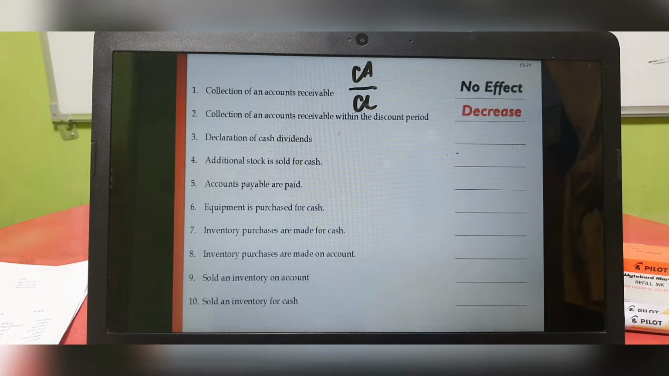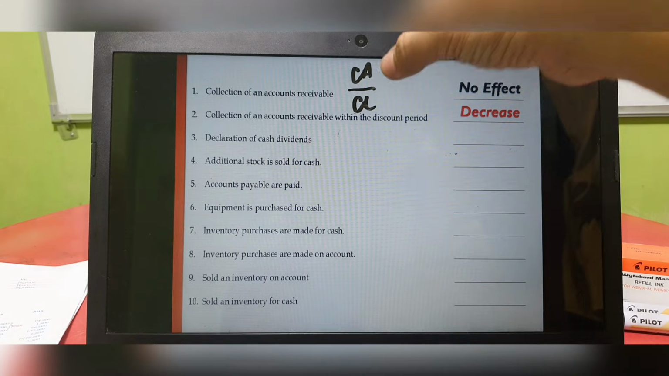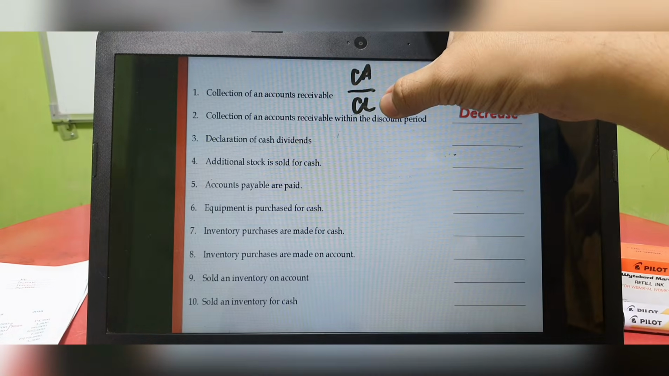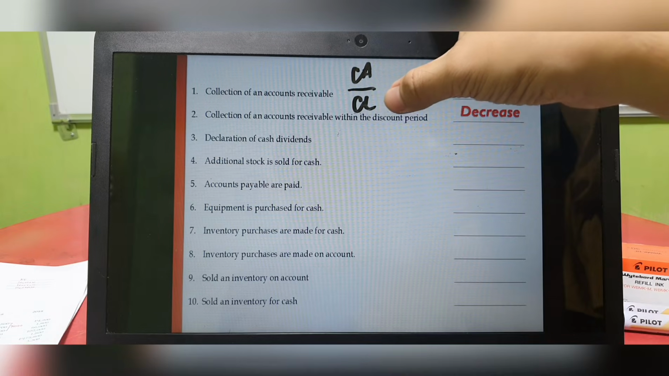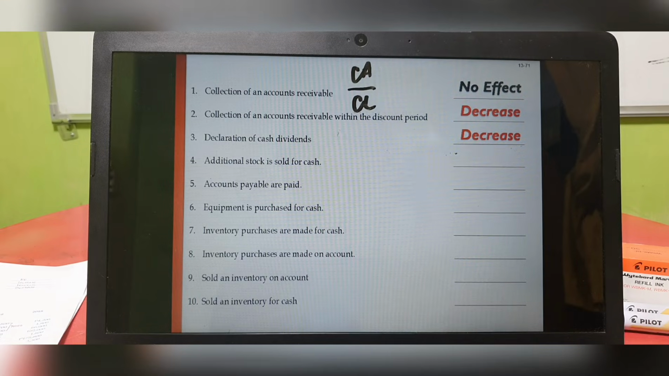Number 3, declaration of cash dividends. When we declare dividends, we debit retained earnings and credit cash dividends payable. So nothing happened on top, but the bottom increased. When the denominator increases, what will happen to the answer? It will decrease also. Okay?